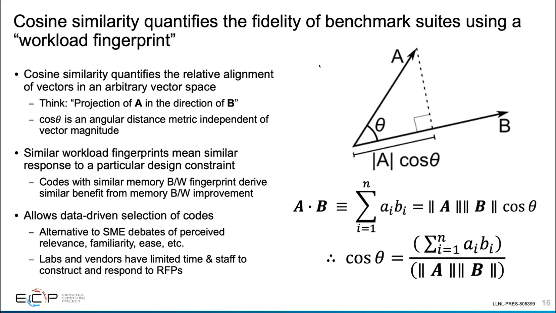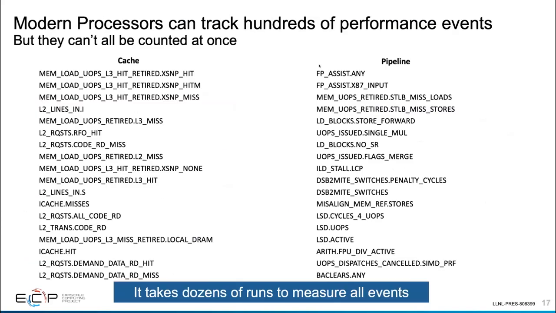So what I want to do here is show some of the results that we've obtained as we start to calculate these things. Now, the first problem that you run into when you try and calculate these cosine similarities is modern processors can track hundreds of performance events. And I've just given you here a list of some cache events and some pipeline events that you can track on a modern Xeon processor. And of course, if you really want to know what these things are, you're going to have to get out your secret decoder ring, because the names aren't always exactly clear what they refer to.